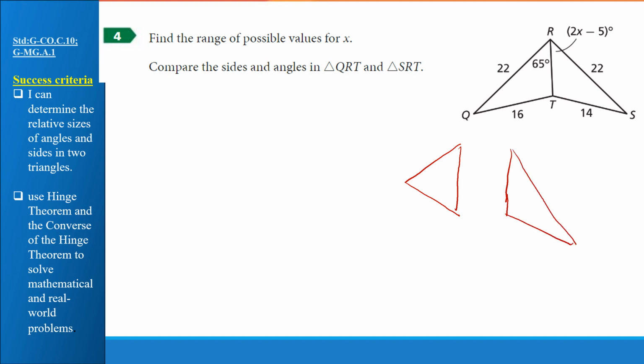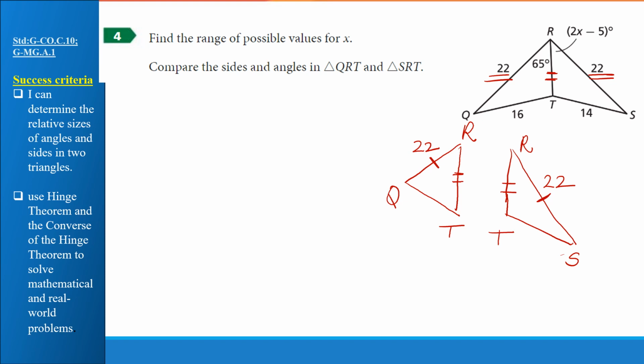Look at this one. The first one is Q, T and R. So QR is equal to 22, whereas for the other one, R, S and T, this side RS is 22. So I can say that QR and RS are congruent to each other. Now the side RT is shared by both, so of course their measurement is equal.